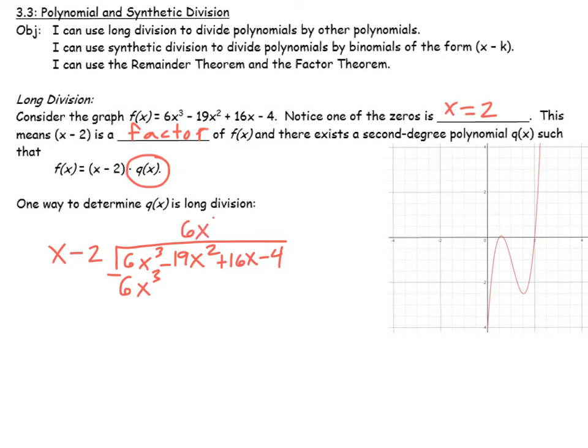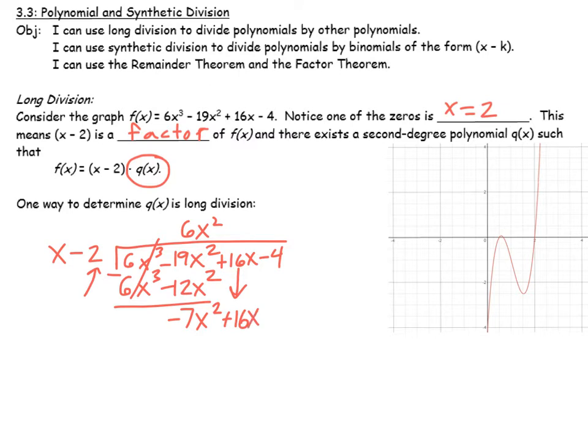That would be 6x squared. Now I also have to multiply the 6x squared by the negative 2 to get negative 12x squared. I have to multiply the term I picked up on the top by both. I don't care if the second term doesn't cancel. That's the one I was trying to cancel. Negative 19 minus negative 12 is negative 7. And then I'm going to bring down the 16.